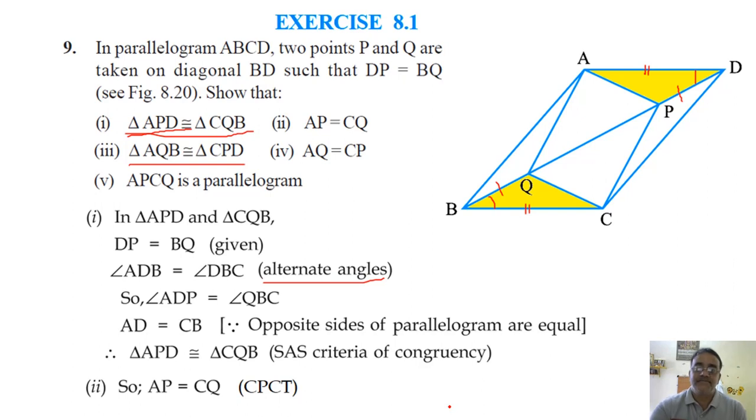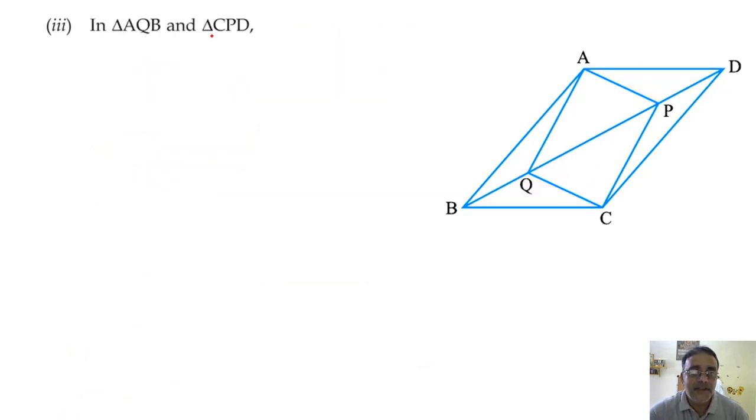Now 2 bits are over. Now we are moving towards the third bit. In triangle AQB and triangle CPD, these two triangles we have to show congruent. So I am coloring them a little to identify. Now it is very easy to identify. See, these two sides are equal. Why? Opposite sides of a parallelogram. And BQ is equal to DP. Given.